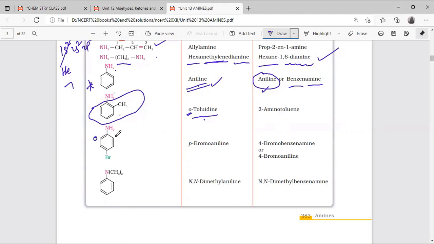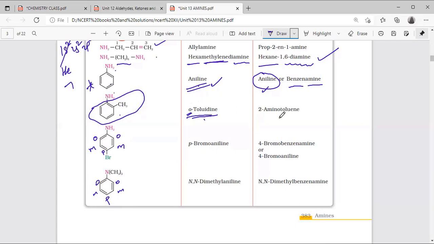This is the ortho position. This is also the ortho position. This is the meta position. This is also the meta position. Next, this is the para position. Ortho, ortho, meta, meta, and para. So here, with respect to NH2, methyl is at the ortho position. That's why ortho-toluidine is the common name.